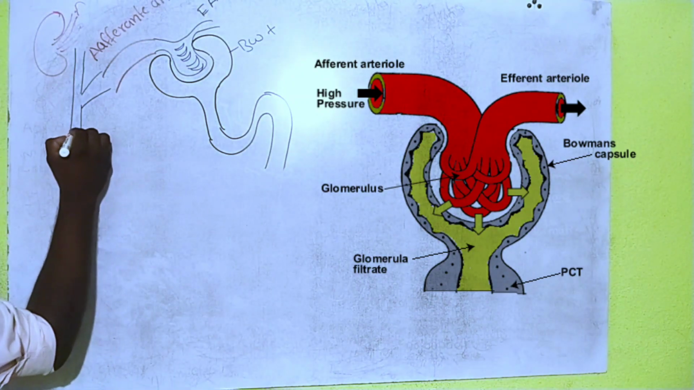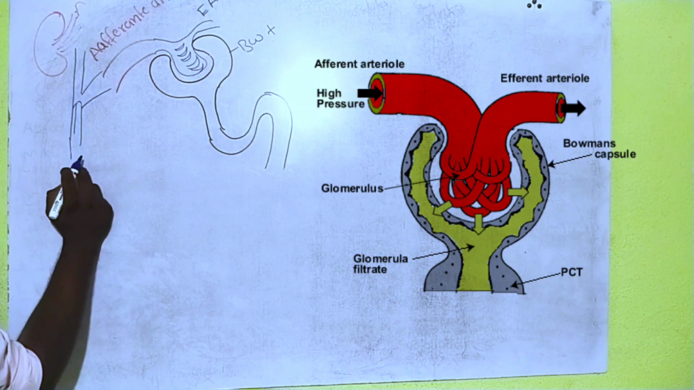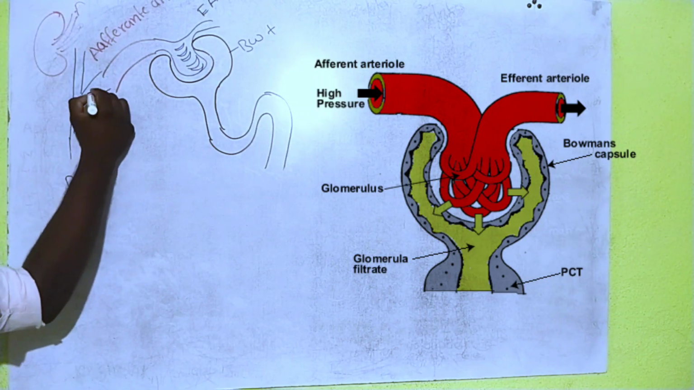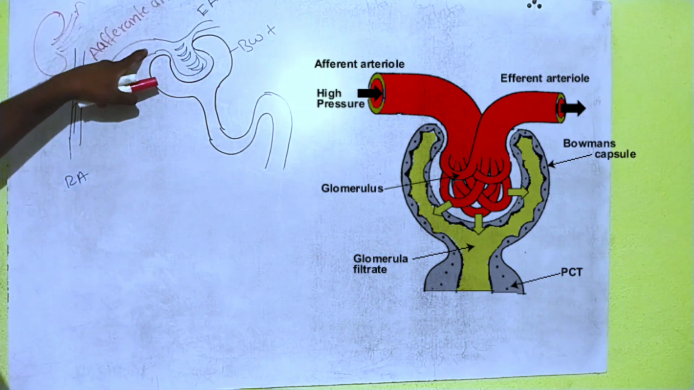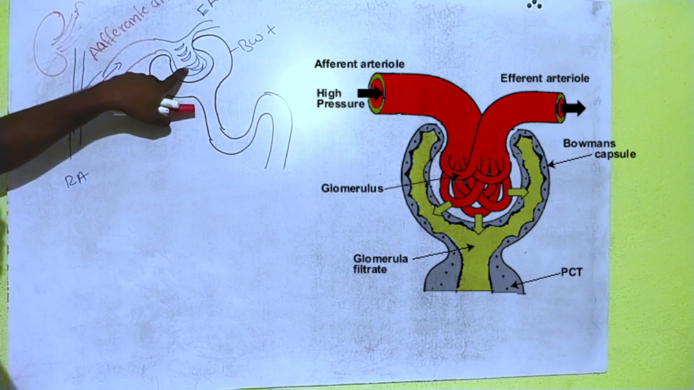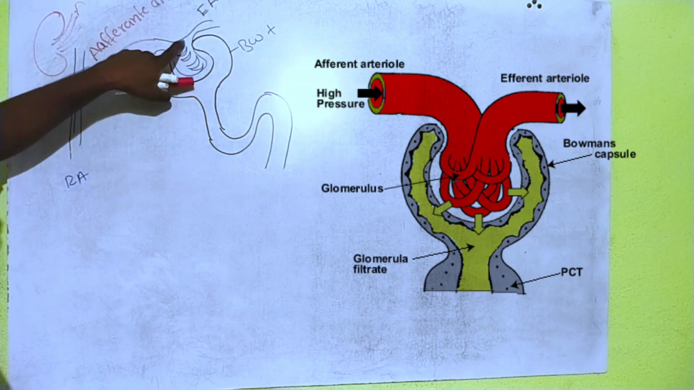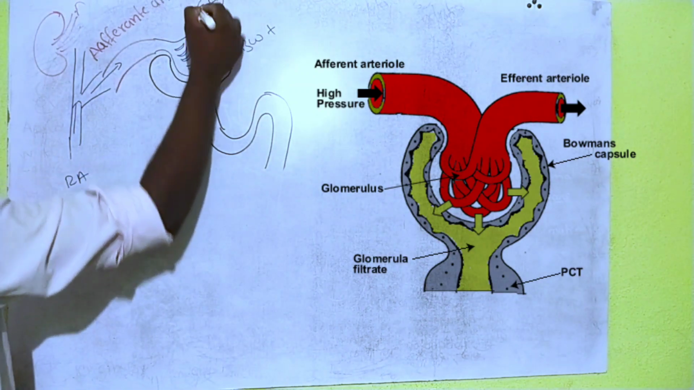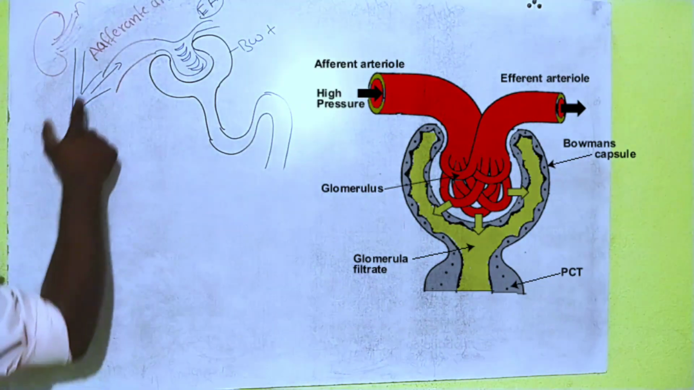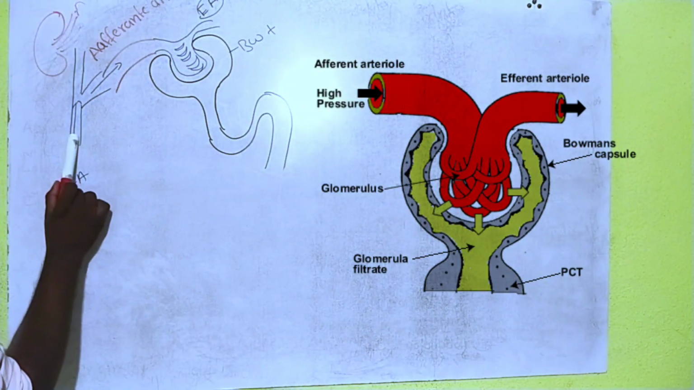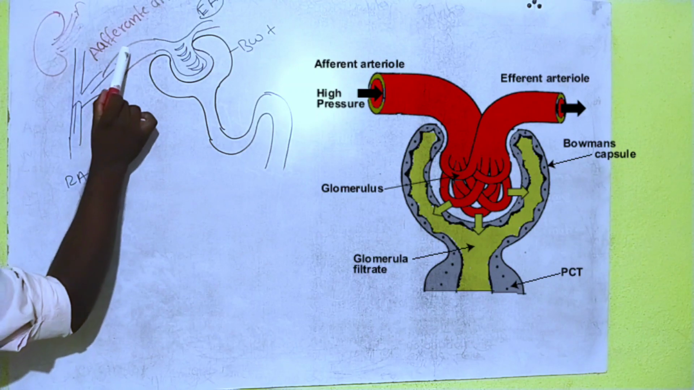Here blood is passing from our main renal artery to the afferent arteriole. The afferent arteriole divides into fine capillaries, and these capillaries arrange into one tube. This is the efferent arteriole. What we understand here is that blood is passing through the renal artery to the afferent arteriole.